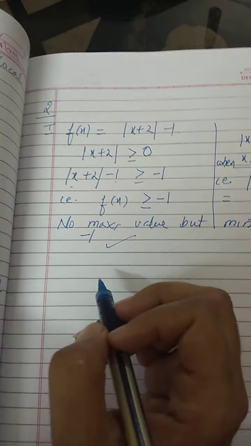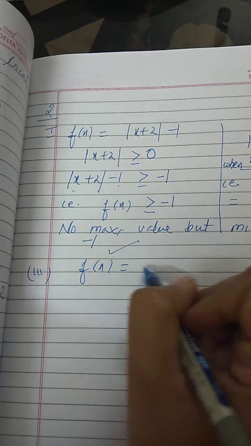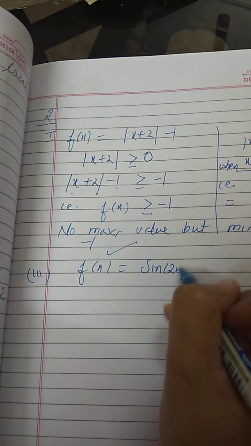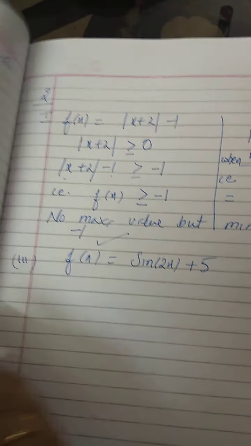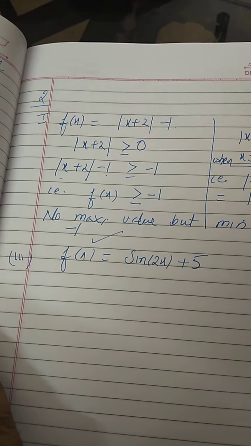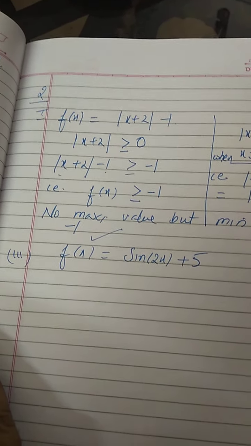I will explain one more part here. Let us do the third part. The function given here is a trigonometric function, sine of 2x plus 5. Now we all know the range of the sine function. What is the maximum value sine takes? It is plus 1. And what is the minimum value sine takes? It is minus 1, right?